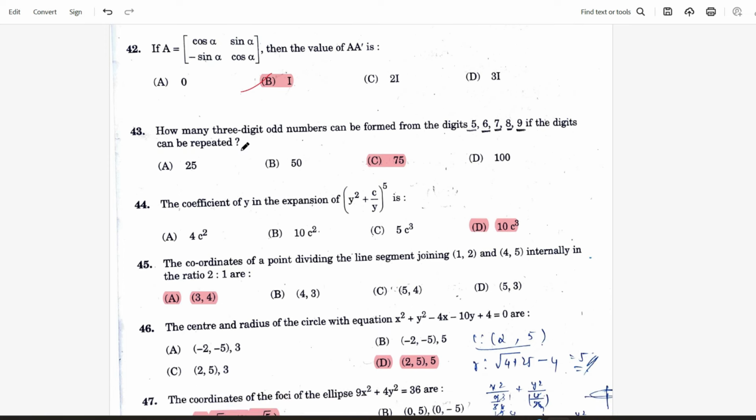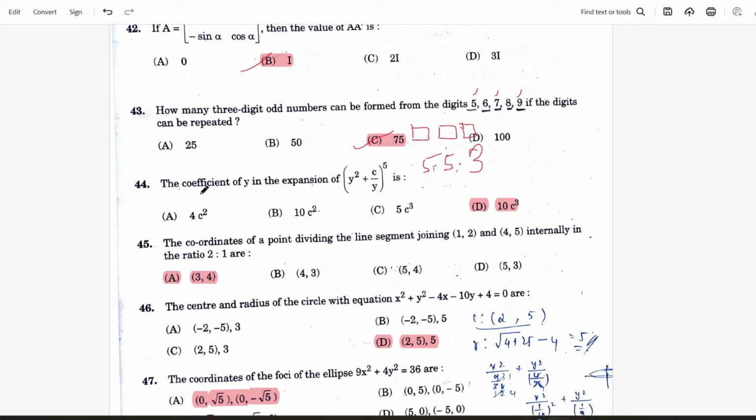Then, how many 3-digit odd numbers can be formed from the digits 5, 6, 7, 8, 9 if the digits can be repeated? It is already mentioned 3-digit odd number and can be repeated. So let's take 3 places here. To form an odd number, the number should end with an odd digit so that the entire number will be odd, right? So odd digits are 5, 7 and 9. So these 3 digits are the possibilities for the last place. So here 3 is the possibility, and total 5 digits are there. Repetition is allowed, so here 5 possibilities, here also 5 possibilities. 5 into 5 into 3. So 5 fives are 25, 25 threes are 75. So option C is the right answer.